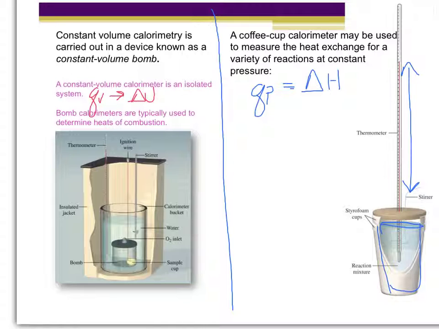So when we do constant volume calorimetry, or use a bomb calorimeter, the heat that we're measuring is equivalent to the internal energy. But when we use a constant pressure process like we do in the lab using a coffee cup calorimeter, the heat that we measure is equivalent to the enthalpy.